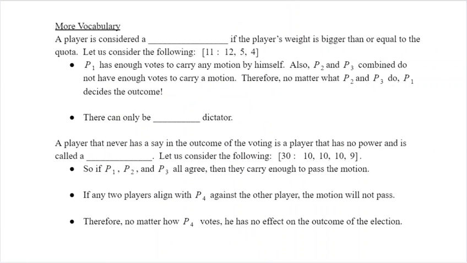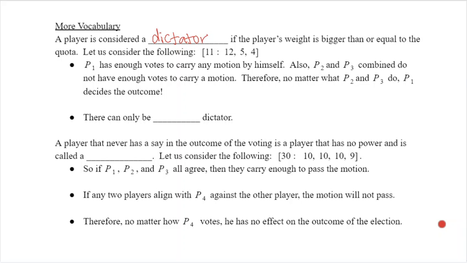So let's look at a little bit more vocabulary. A player is considered a dictator if the player's weight is bigger than or equal to the quota. So if we look at this example, their quota is 11 and we have 3 players with weights 12, 5, and 4. Player 1 has enough votes to carry any motion by himself.